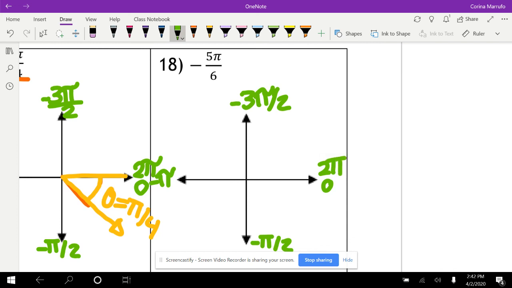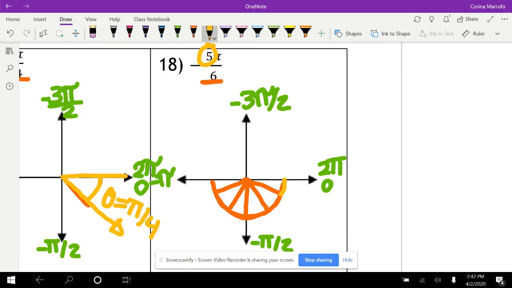So then here we're doing negative 5 pi over 6. So from here all the way to here is 1 full pi. Okay, we're going to cut the pi into 6 pieces, 6 equal pieces. So that would be 2 pieces if we cut it in half. And then I'm going to have to split these into 3 and these into 3. Okay, so now we have 6 pieces, and we're doing 5 out of the 6 pieces.